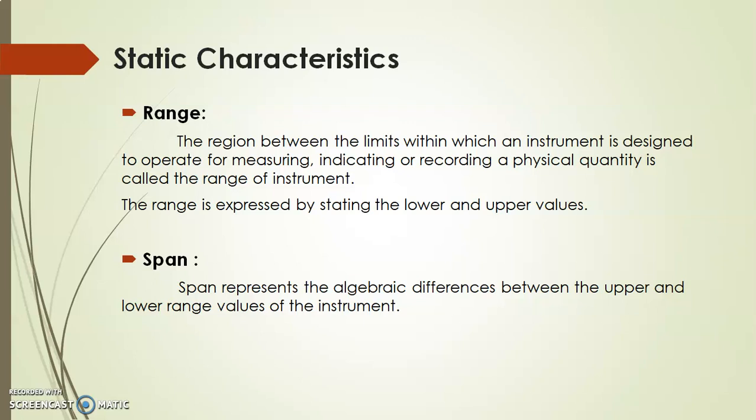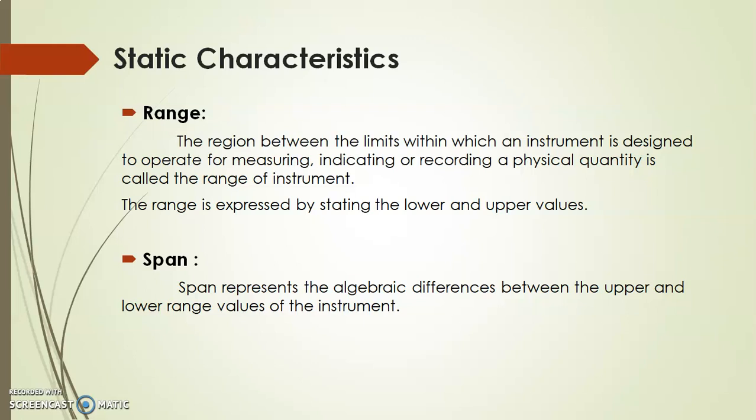Now the next characteristic is range. The region between the limits within which an instrument is designed to operate for measuring, indicating or recording a physical quantity is called the range of the instrument. The range is expressed by stating the lower and upper values. Means how you can define the range of the instrument: the lower value of the instrument and the upper value of the instrument, that is nothing but the range of the instrument.